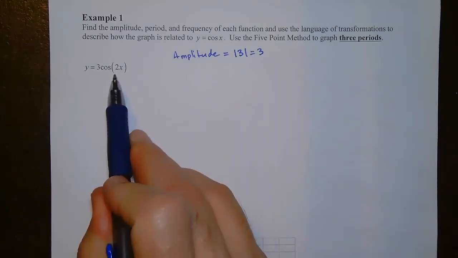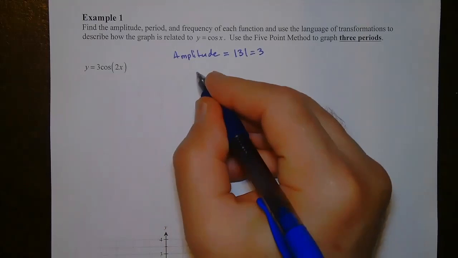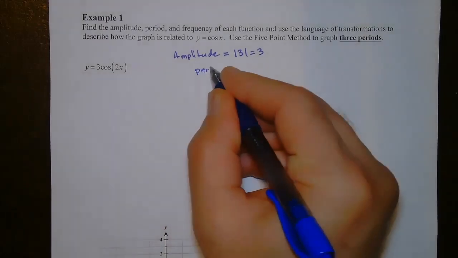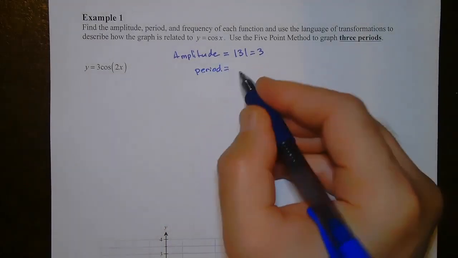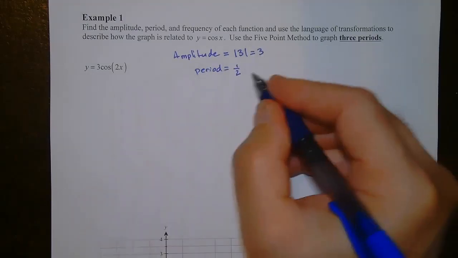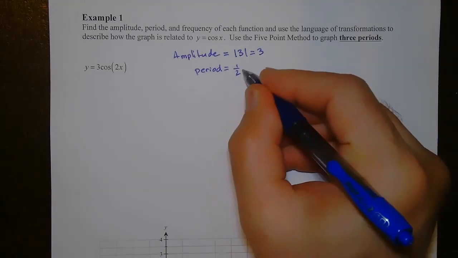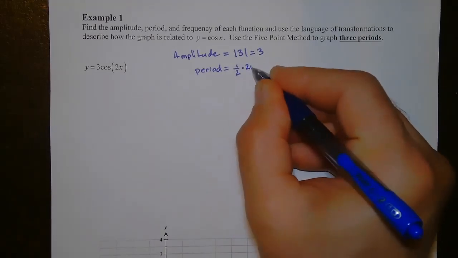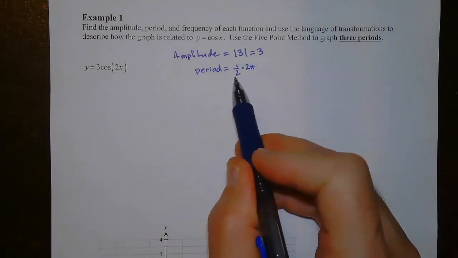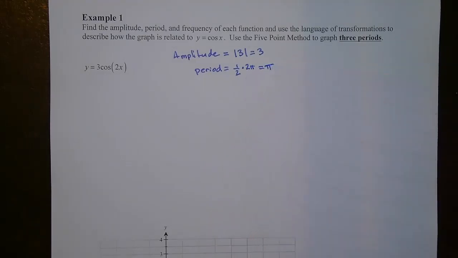Now, your B value is 2, so you're going to multiply any horizontal length by 1/2, the reciprocal of 2. So that would mean our period would be 1/2 times our normal horizontal period, which is 2 pi. That's the horizontal length it takes to repeat. So we're going to take this 1/2 and multiply it by 2 pi, because whatever the horizontal length is, it's going to be half of it. So now this is going to be pi. So my period is pi.